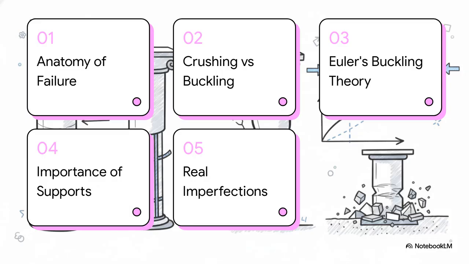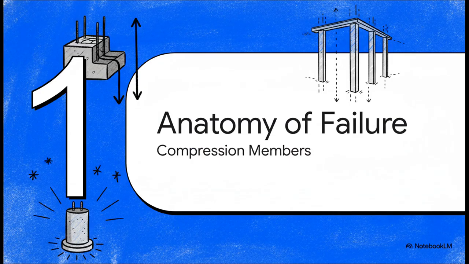So here is our game plan for breaking this complex topic down. We'll start with the anatomy of failure, compare crushing to buckling, explore Euler's ideal buckling theory, discuss the importance of supports, and finally, deal with the messy reality of real-world imperfections. Section 1, the anatomy of failure.